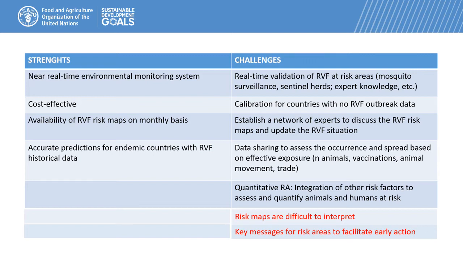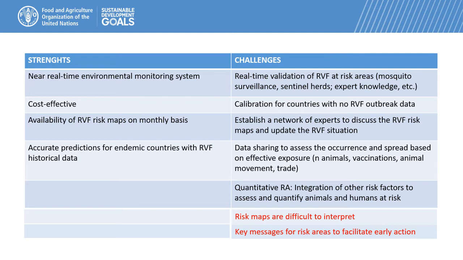What is important to work on is also the establishment of a network of experts to discuss the risk maps and update on the Rift Valley fever situation in near real time, and data sharing to assess the occurrence and the spread based on effective exposure. Because, for example, number of animals, vaccination, movement, and trade are still information that is not fully available.